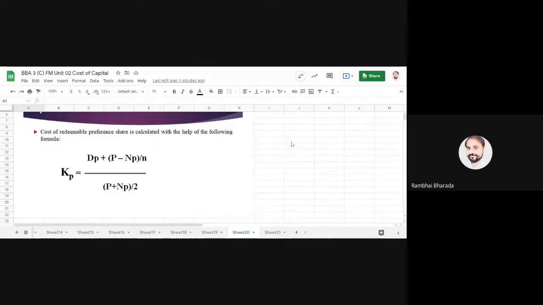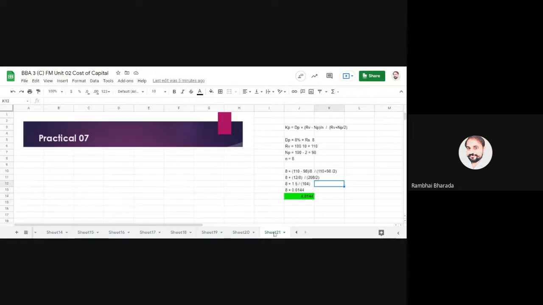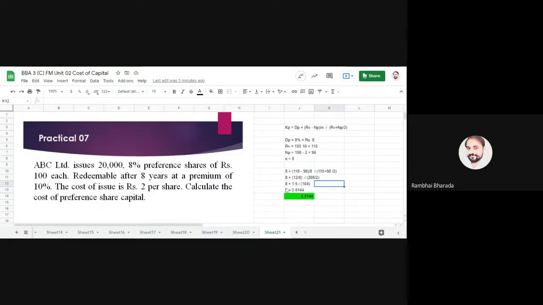So please remember, while solving this type of practical questions, until the last stage we are not touching the DP. We are not touching the value of DP until the last stage. Until the last stage, we will work on internal brackets only: plus, minus, reduction, division, everything. But we are not touching any calculation with the dividend, the preference dividend. Are we clear about this? Shall we go for the next?